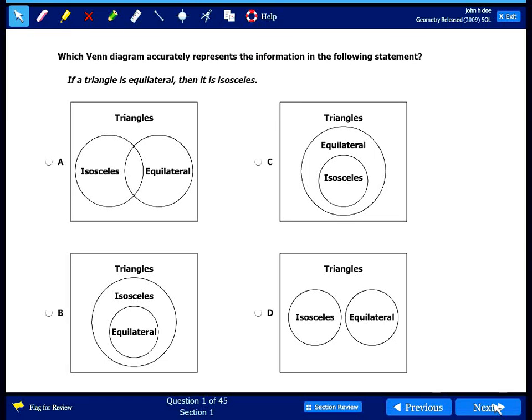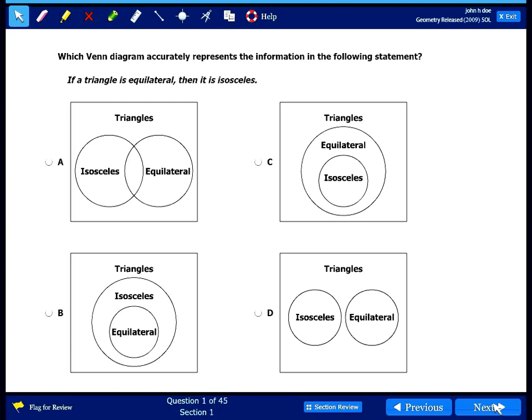This video is going to cover the first 15 questions from the 2015 released SOL. This is covering the newer standards, and it does have some technology enhanced items. So let's get started with number one.